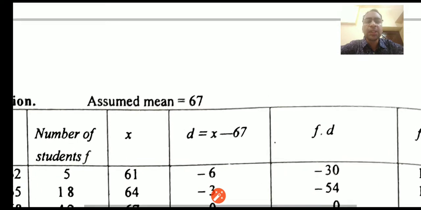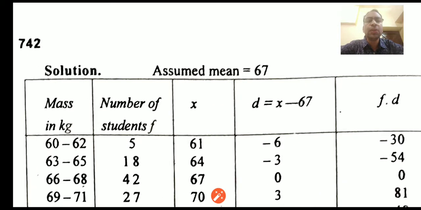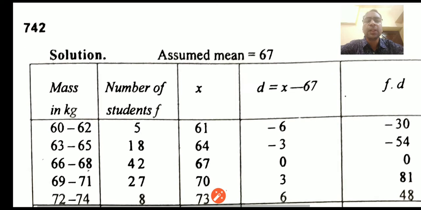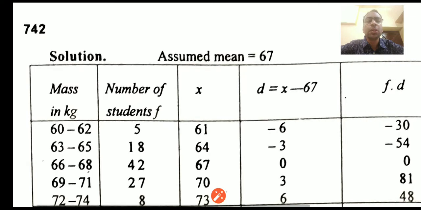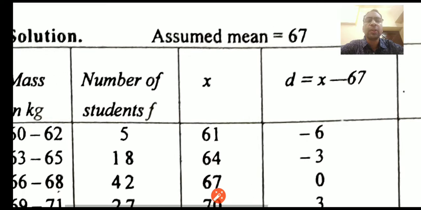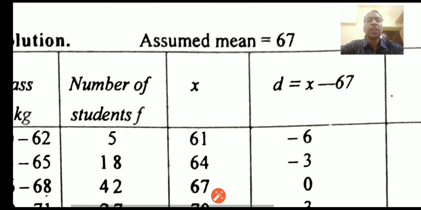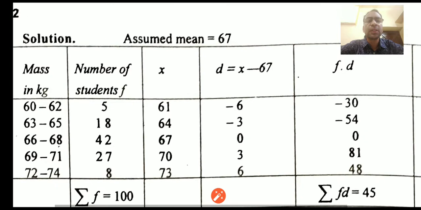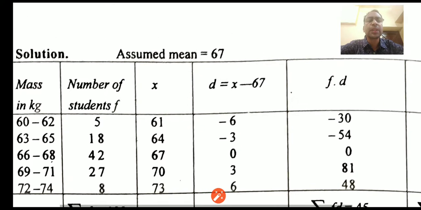Whenever the classes are given, we need to find the mid values of the classes, and those are considered as x values. So for the first class 60 to 62, the mid value will be 61, that will behave as x for the first class. So we'll calculate the mid values of all the classes. For the first class, frequency is 5, x is 61.